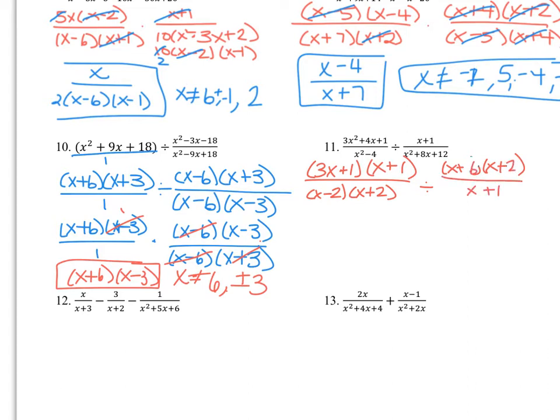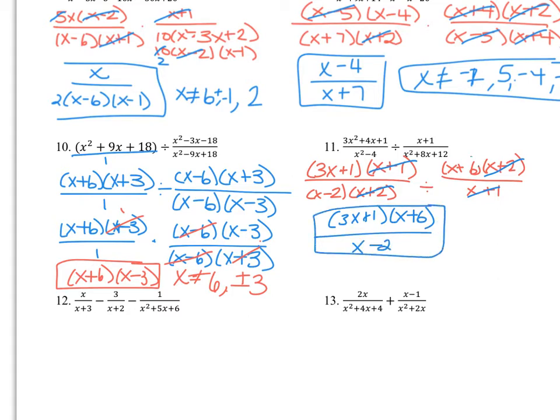So now cross out my factors that match. So I'm left with 3x plus 1 and x plus 6 all over x minus 2. So x cannot equal 2, negative 1, and negative 2.